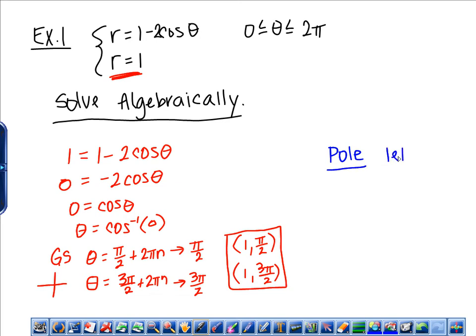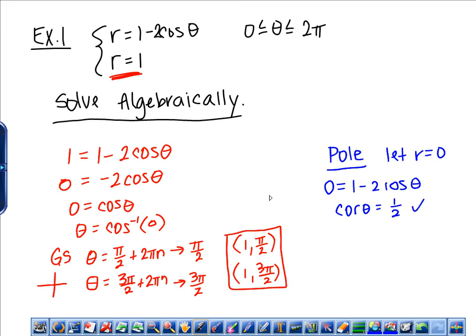Okay, to check the pole, you're going to let r equal 0, and see if it's even possible to solve for theta. So in the first one, if I let r be 0, I have 1 minus 2 cosine of theta, and if you were to solve for cosine of theta, you would have 1/2. Now we know that cosine of theta does sometimes equal 1/2, so that one's okay.